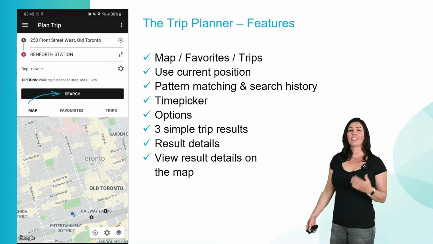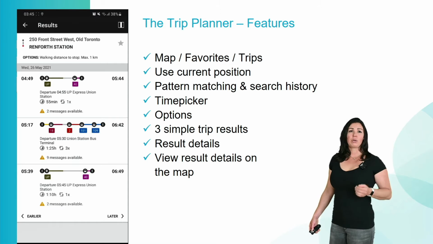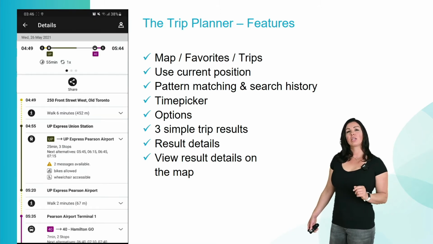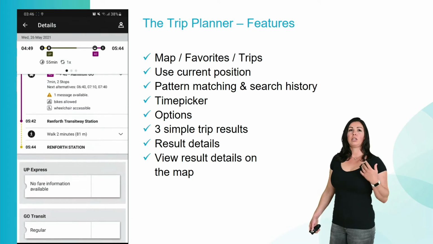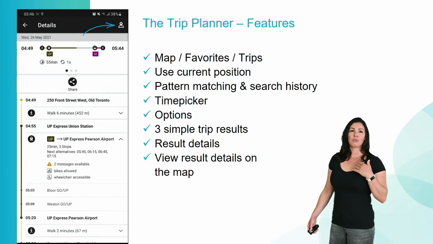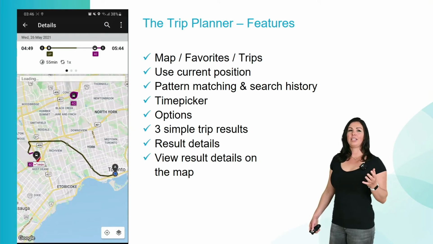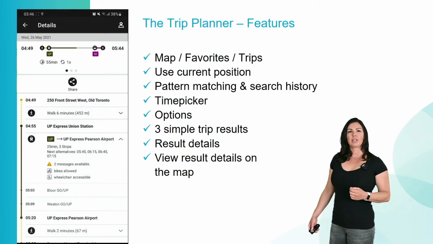From here, it's just a simple search, and I get 3 simple trip results. And I can just decide which one I need and click on it. From here, I can see the complete result details. I can open up the sub-menus to see more information that I might need to feel good on my journey. And of course, I'm a visual person, so just clicking on that tab up in the top, I can see how that trip looks on the map, so I can make sure that I'm oriented as the customer.